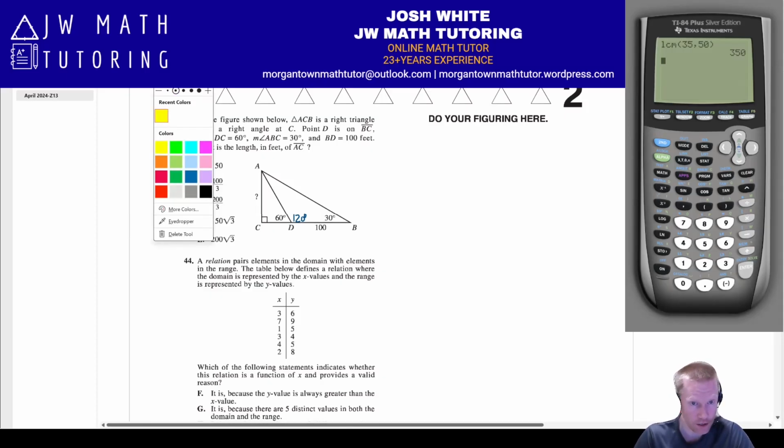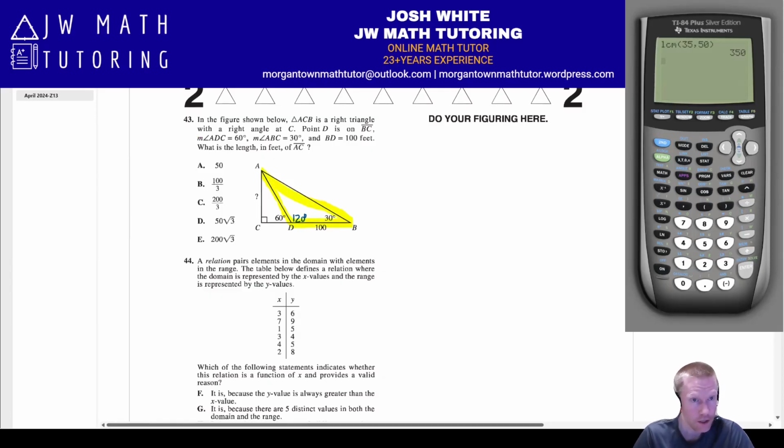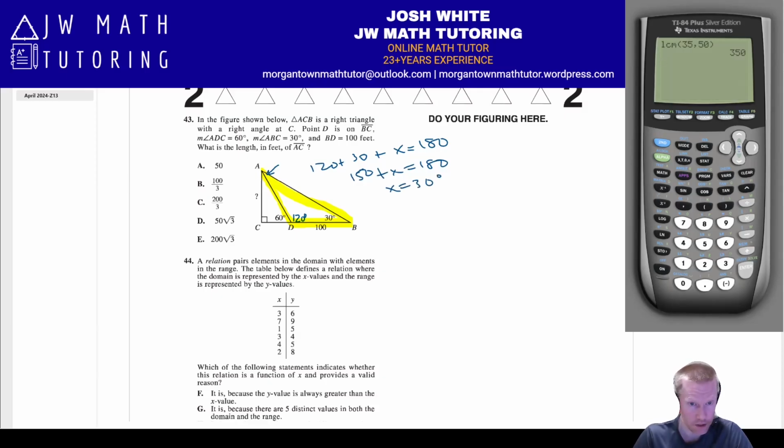Okay, not a right triangle, obviously, but notice that if we add all the angles up, 120 plus 30 plus whatever x is has to add up to 180. Therefore, this angle up here has to equal 30 degrees. That key fact right there is what makes this solution so quick and so simple.